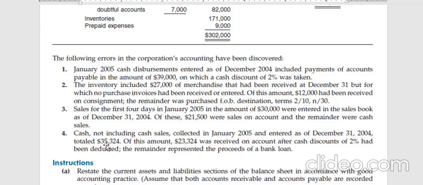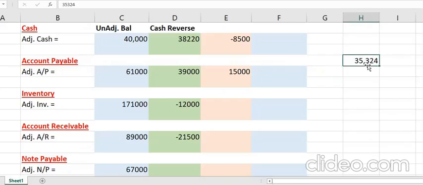So if I'm reversing this 35,324, it means I must minus this. When I minus all of this money, then that's it. My adjustments will be made. The net result would be 0. Plus and minus will become 0 here.